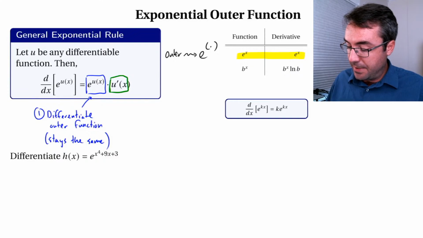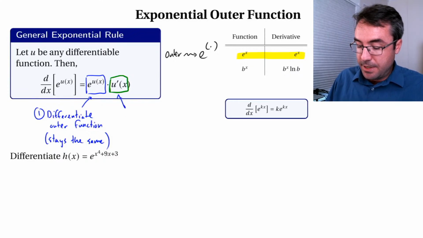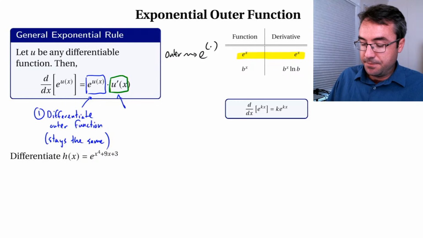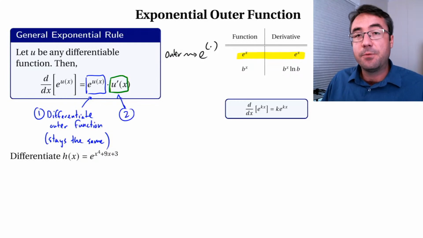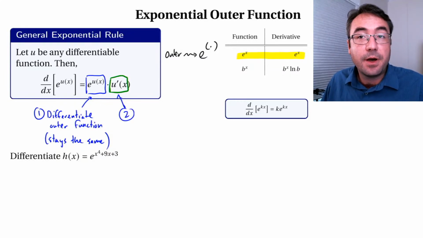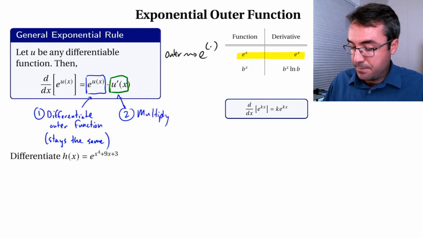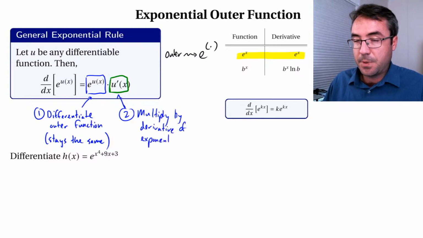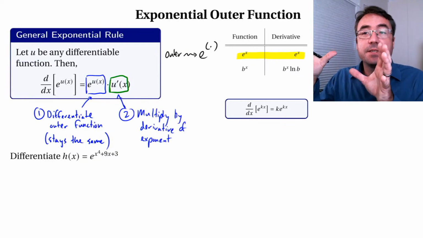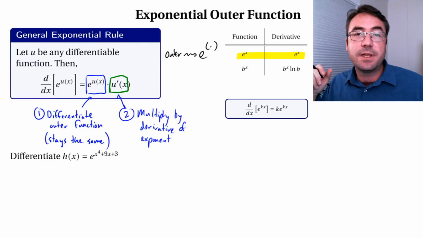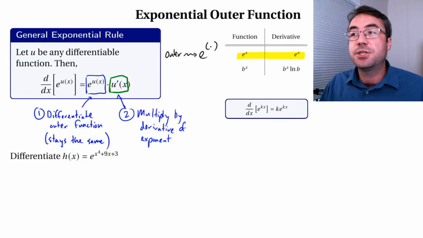And that's what we come to expect with the chain rule: we differentiate our outer function, and then we multiply that result by the derivative of the inner function. So we're going to multiply by the derivative of the terms in the exponent. So we see e raised to some stuff. We see a whole bunch of x terms there in the exponent. That's an indication that we're going to use the chain rule.